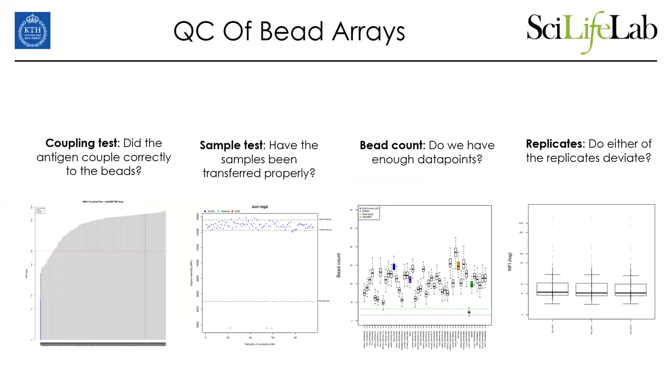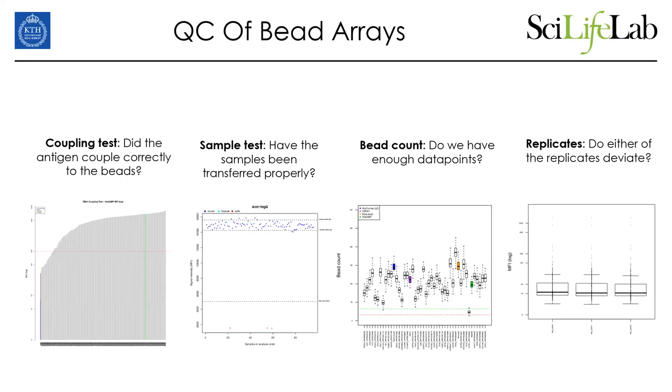For the bead arrays, we do a coupling test, of course, to make sure that the antigens have coupled correctly to the beads. If the coupling has been bad, we sometimes recouple a subset of the beads. Having one or two antigens not couple well is not that unusual, especially for the older antigens. But if a large number of antigens couple badly, we try to redo that.